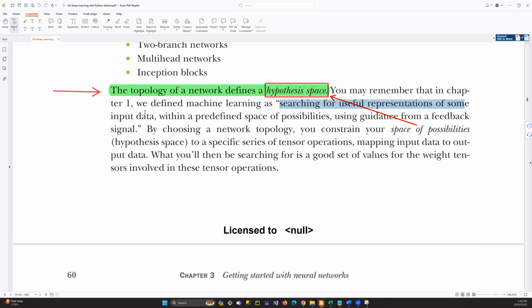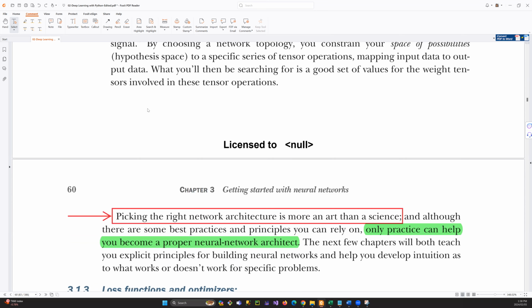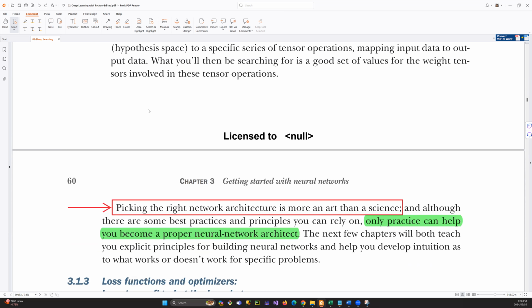Why I'm saying that, because this is the next thing that we need to consider, and it says that picking the right network architecture is more an art than science. So it doesn't mean that, for instance, is it based on math? Is it based on, I don't know, logic? Is it based on what? It's an art that you're going to achieve during the years of experience.